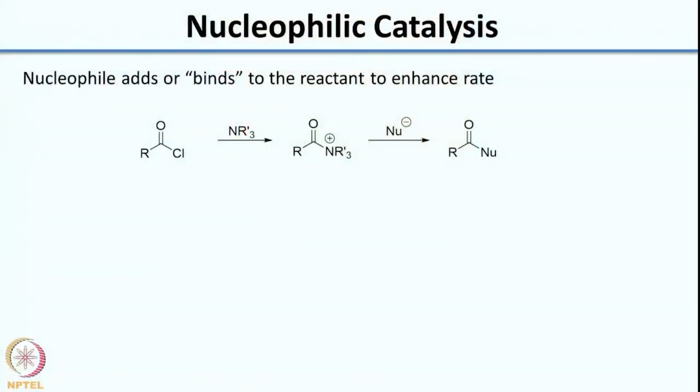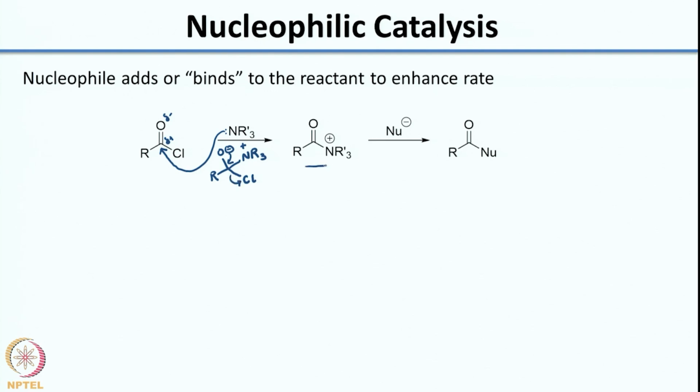So in this class what we are going to look at is first nucleophilic catalysis. In nucleophilic catalysis a nucleophile adds or binds to the reactant to enhance the rate. Shown here is an example. What you can see here is you have a tertiary amine, and this tertiary amine can attack the electrophilic center to give you a tetrahedral intermediate. And then you have this coming in and kicking out the Cl to give you this intermediate.